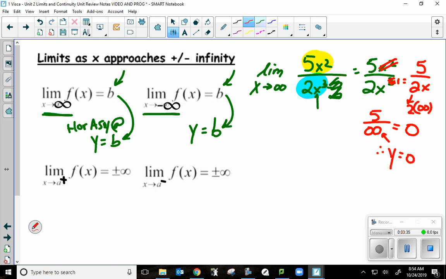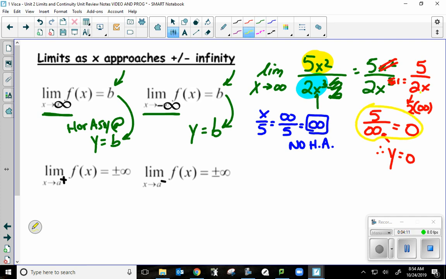Well, what happens if the top grows bigger than the bottom? Let's say I have another scenario, I reduce it, and I end up with x on top and a 5 on the bottom, so it's infinity over 5. We would say the limit is infinity, or there is no limit. It's undefined. I would go with infinity. That means there is no horizontal asymptote here. So here are 2 of the 3 scenarios.